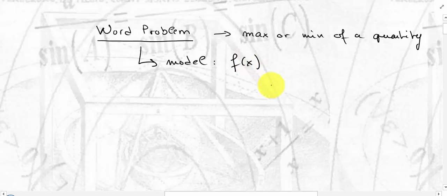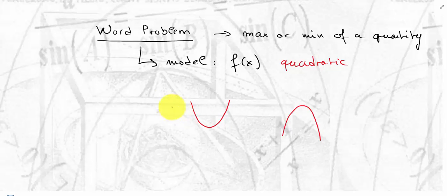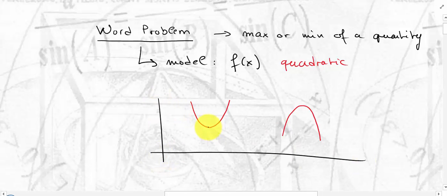In this set of notes, the function will always be quadratic. Okay, quadratic. So what does it mean to find the max and the min? Well, there are two types of quadratics: the quadratic functions that are concave up and the quadratic functions that are concave down. Therefore, finding the max or the min simply means to spot the vertex of the quadratic.